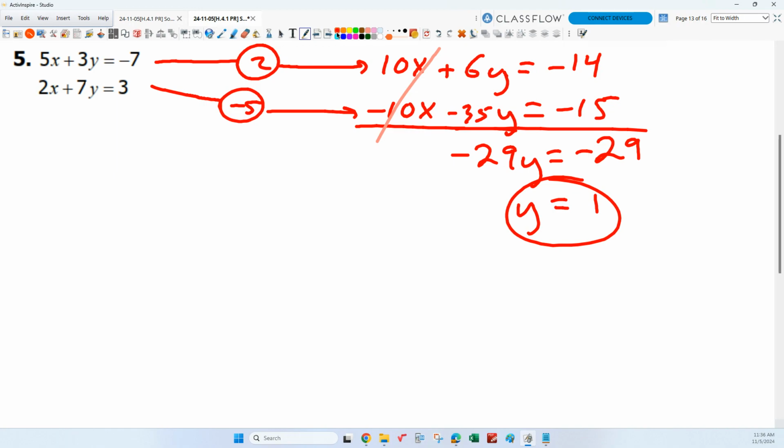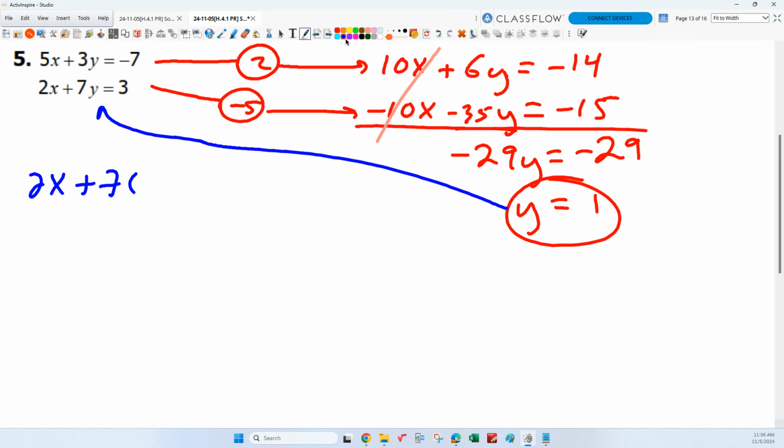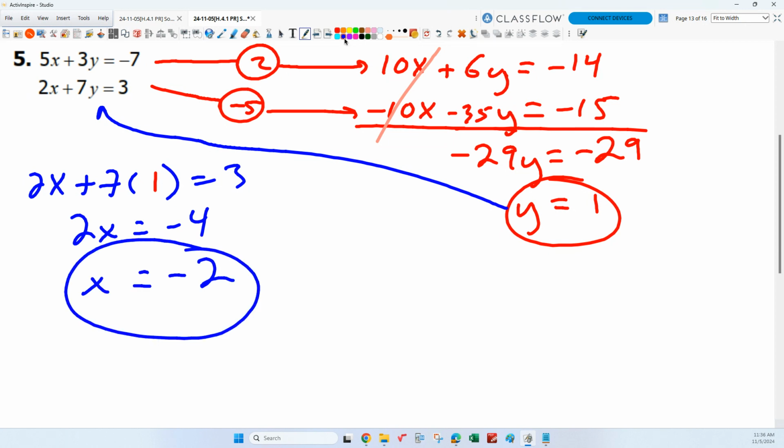1. Okay, and then I'll just plug that back into the bottom equation, let's say. And I get 2x plus 7 times 1 equals 3. So 2x equals -4. What's x? -2. Good. So we get the ordered pair -2, 1. That's going to be the point of intersection of those two lines. Okay? Okay, let's just zip through.